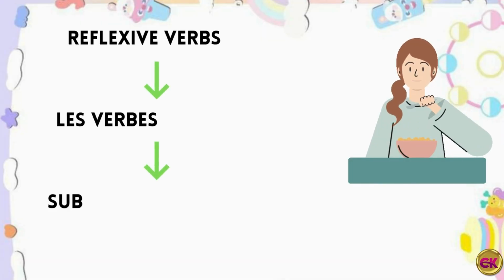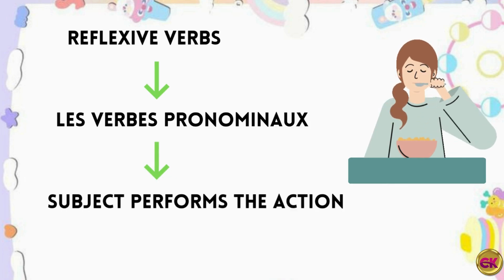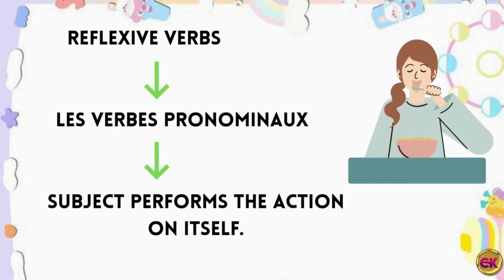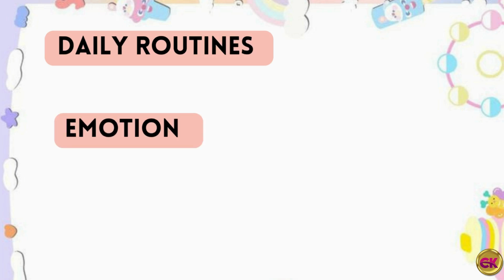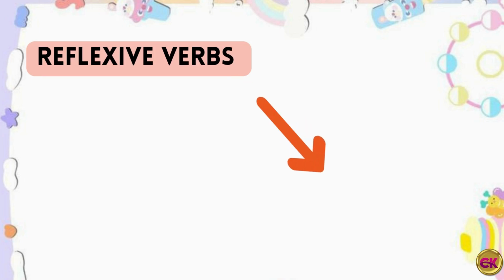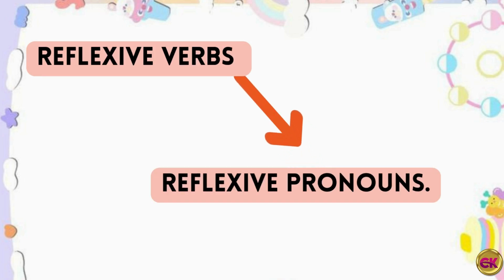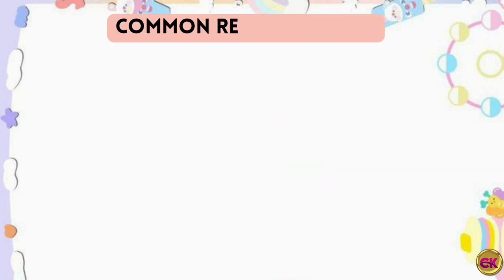Reflexive verbs in French are verbs where the subject performs the action on itself. They are often used to describe daily routines, emotions, and personal actions. Reflexive verbs are always accompanied by reflexive pronouns. Let's see some of the common reflexive verbs.